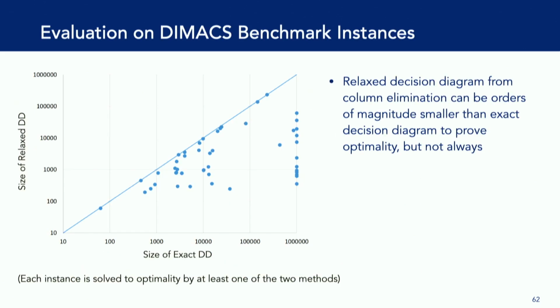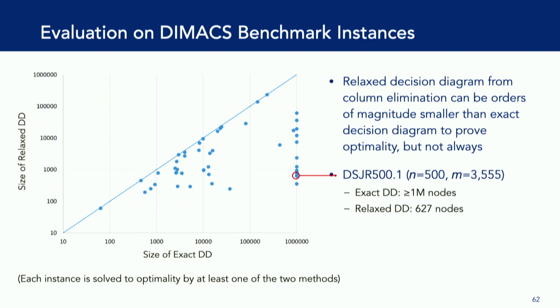How well does this work? Well, let's have a look at the DIMACS benchmark instances for graph coloring. On the horizontal axis, I have the size of the exact diagram to prove optimality. If I'm given an instance, I compile the exact diagram and I find the solution. On the vertical axis, I have the size of the relaxed diagram, using this iterative refinement. Do small diagrams exist to prove optimality, or do I always have to go all the way to exactness? Well, this shows that very small diagrams actually can prove optimality.